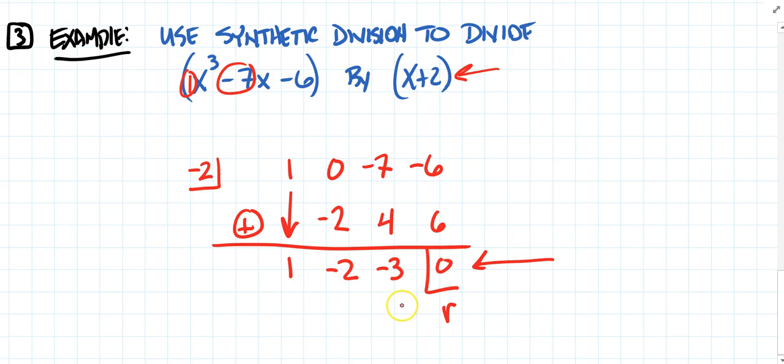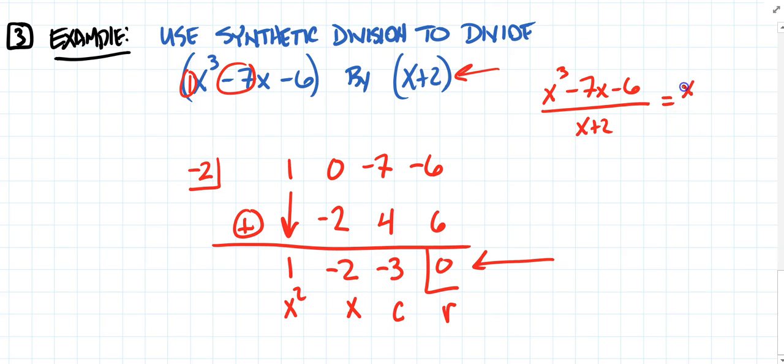But so my remainder is 0, this is my constant term, this is my x term, and this is my x squared term. So if I take x to the third, and I subtract 7x, and I subtract 6, and I divide by x plus 2, the answer I get is x squared minus 2x minus 3 with a remainder of 0.